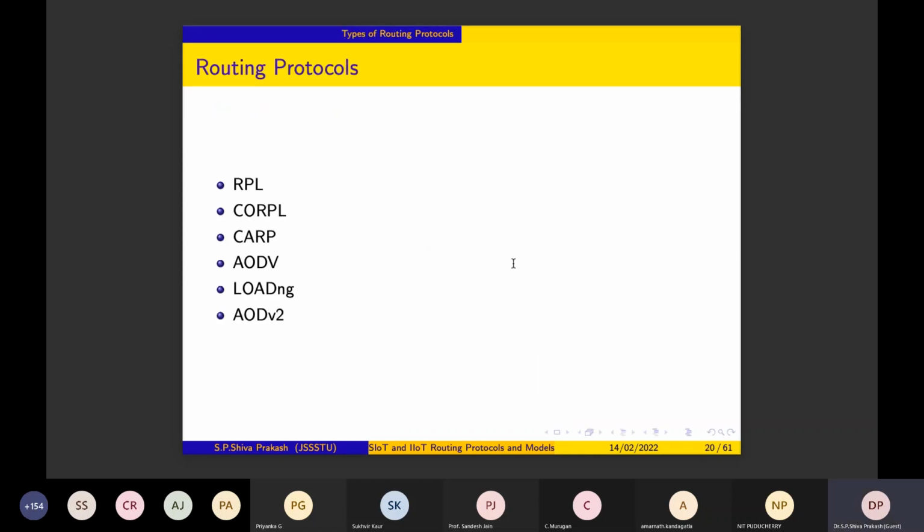Now, to adapt for SIoT as well as IIoT, these protocols can be used in our case: RPL, CORPL, CARP, AODV, LOADng, and also AODV version 2.